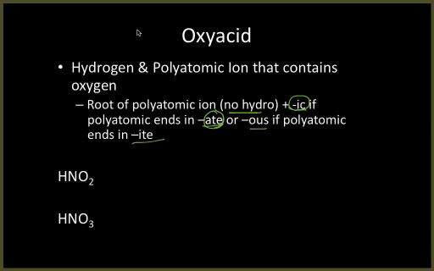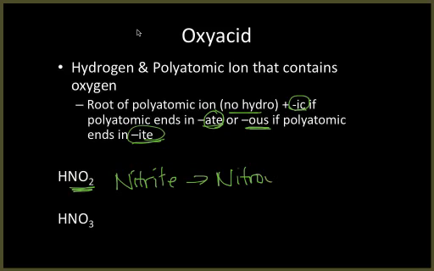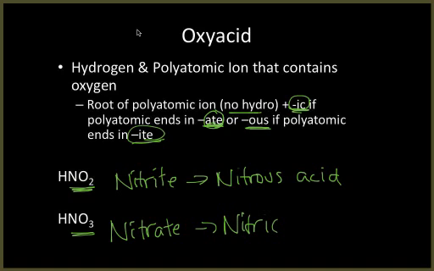So when we are naming this, what we have to do is figure out what that polyatomic ion was. So NO2 was nitrite. So ite goes to OUS. So this becomes nitrous acid. Okay, no hydro, that's it, nitrous acid. Same deal on the bottom one, NO3 was nitrate. Ate goes to ic, so this becomes nitric acid.